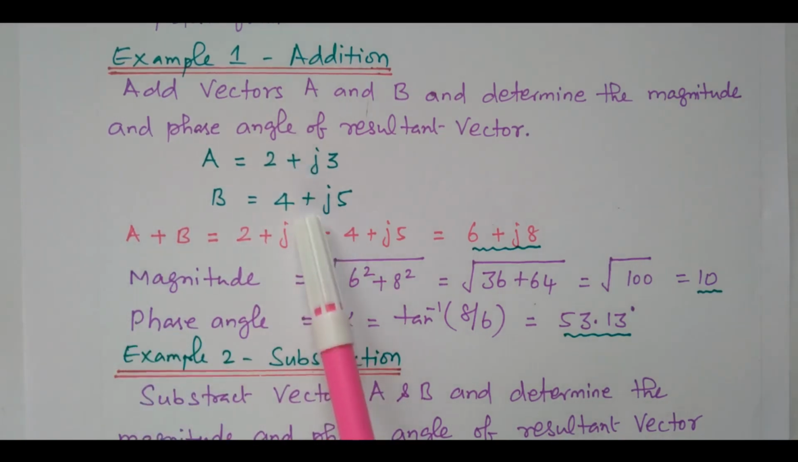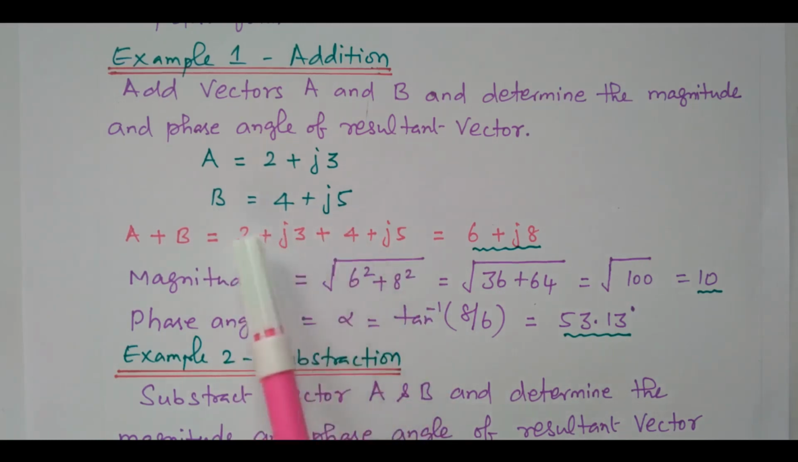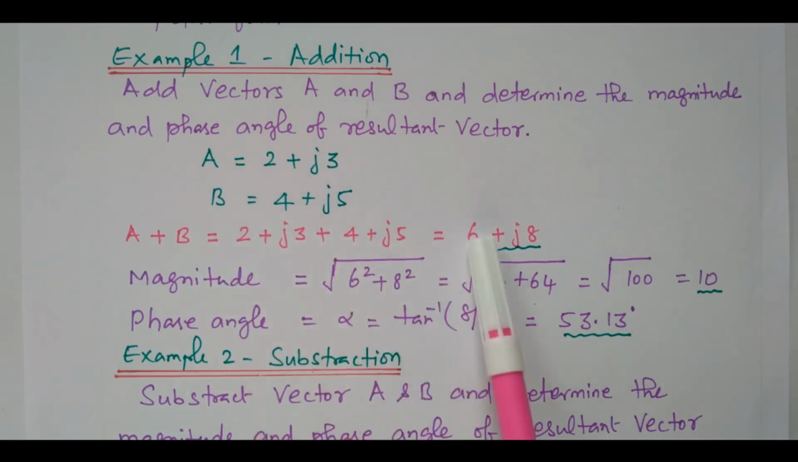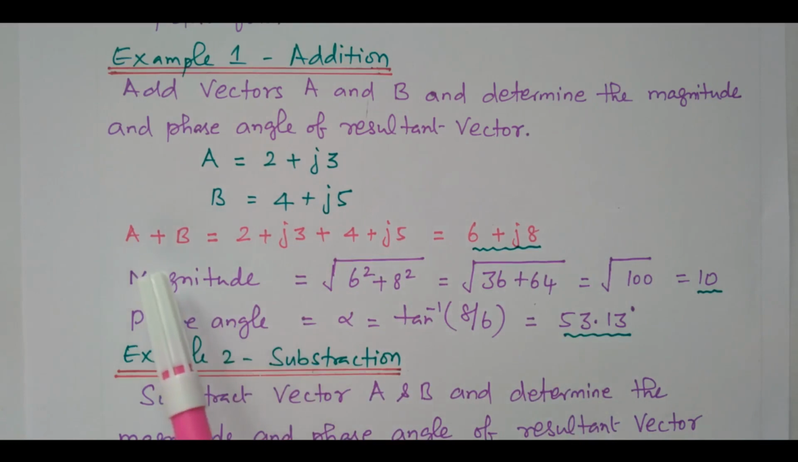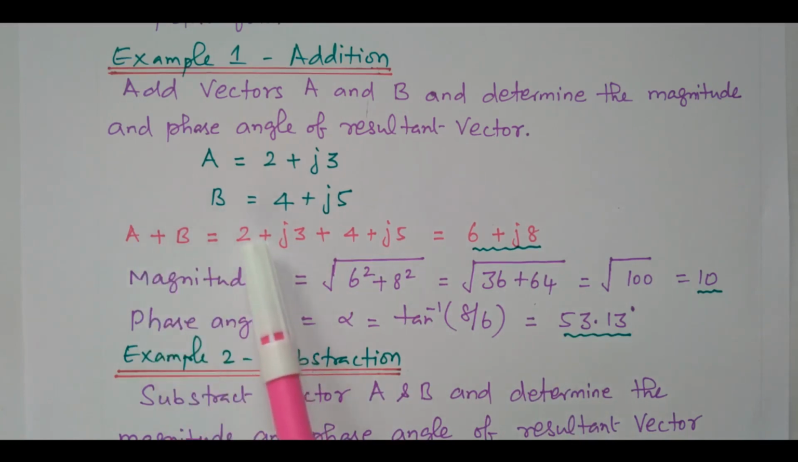It is already in the rectangular form, so you can easily add 2 plus j3 plus 4 plus j5. We need to add both the real terms, 2 plus 4, 6, and both the imaginary terms, j3 plus j5, which is j8. So it is easy to add two vectors when they are in rectangular form.